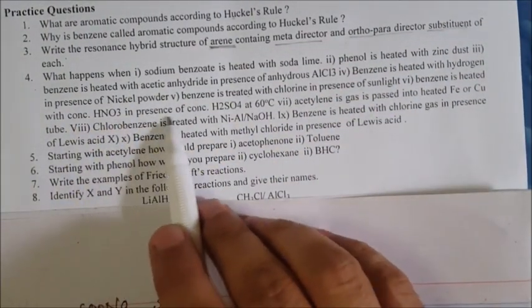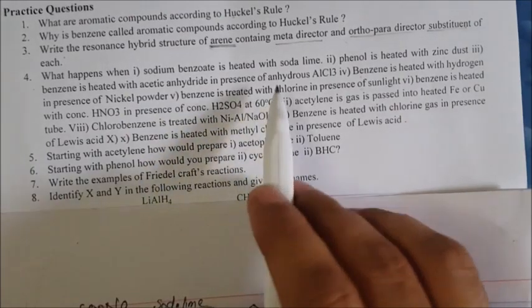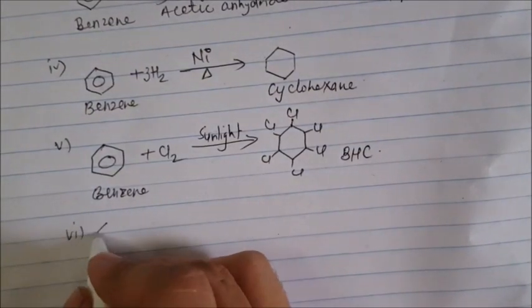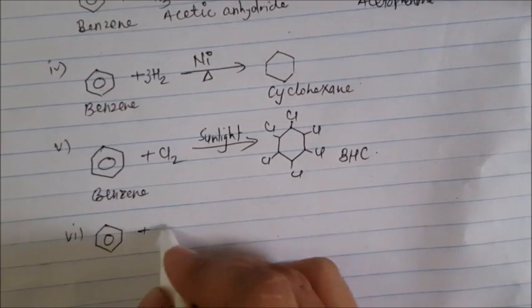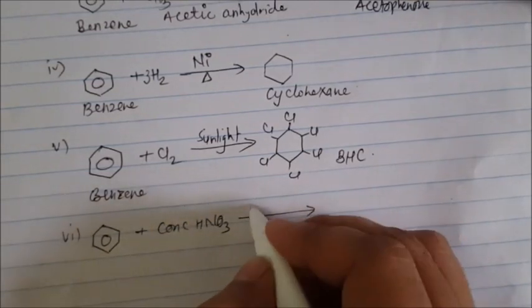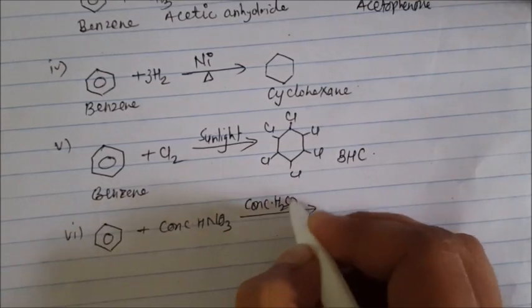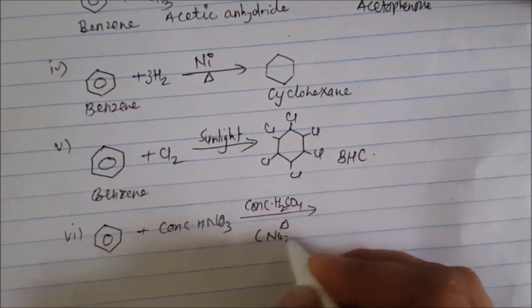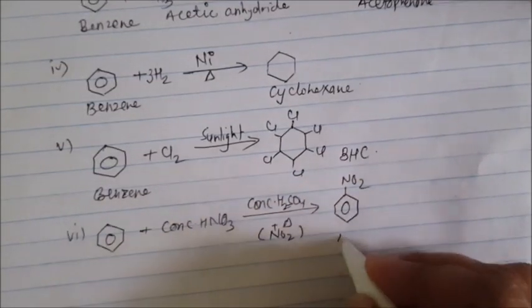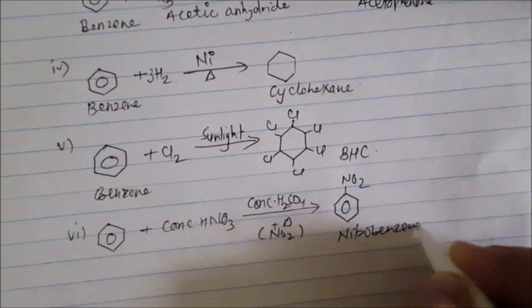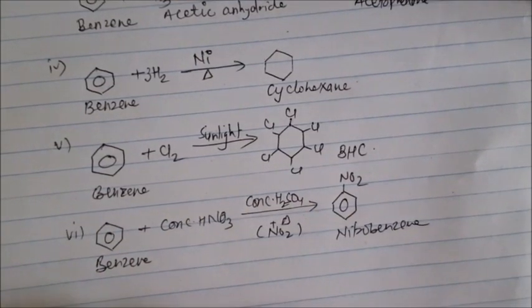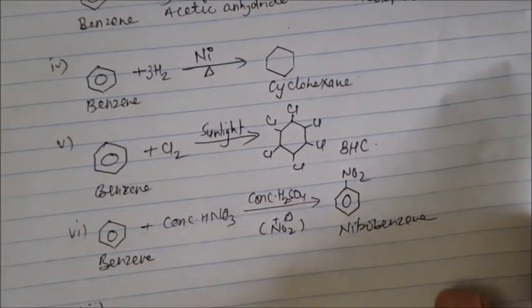Benzene is heated with conc. HNO3 in the presence of conc. H2SO4 at 60 degrees Celsius. So the next question is: benzene is heated with concentrated HNO3 in the presence of conc. H2SO4, and here we have the electrophile NO2 plus, the nitronium ion. Therefore the product is nitrobenzene. This is the nitration of benzene, an electrophilic substitution reaction.